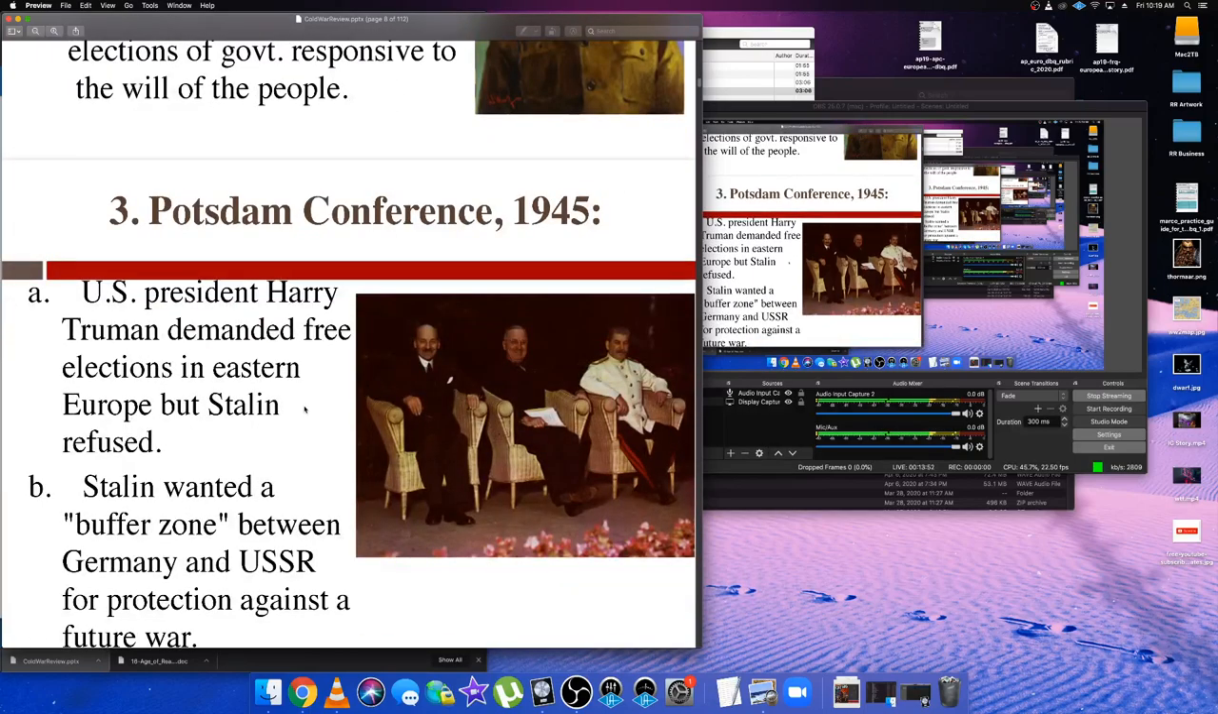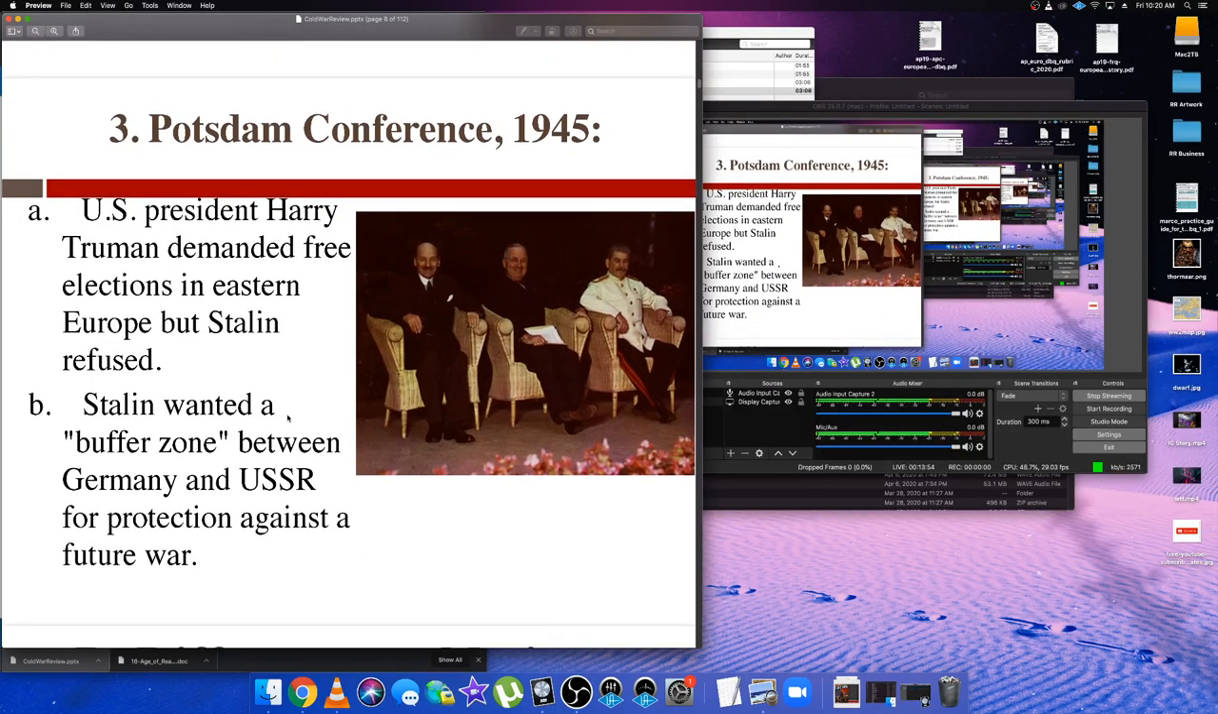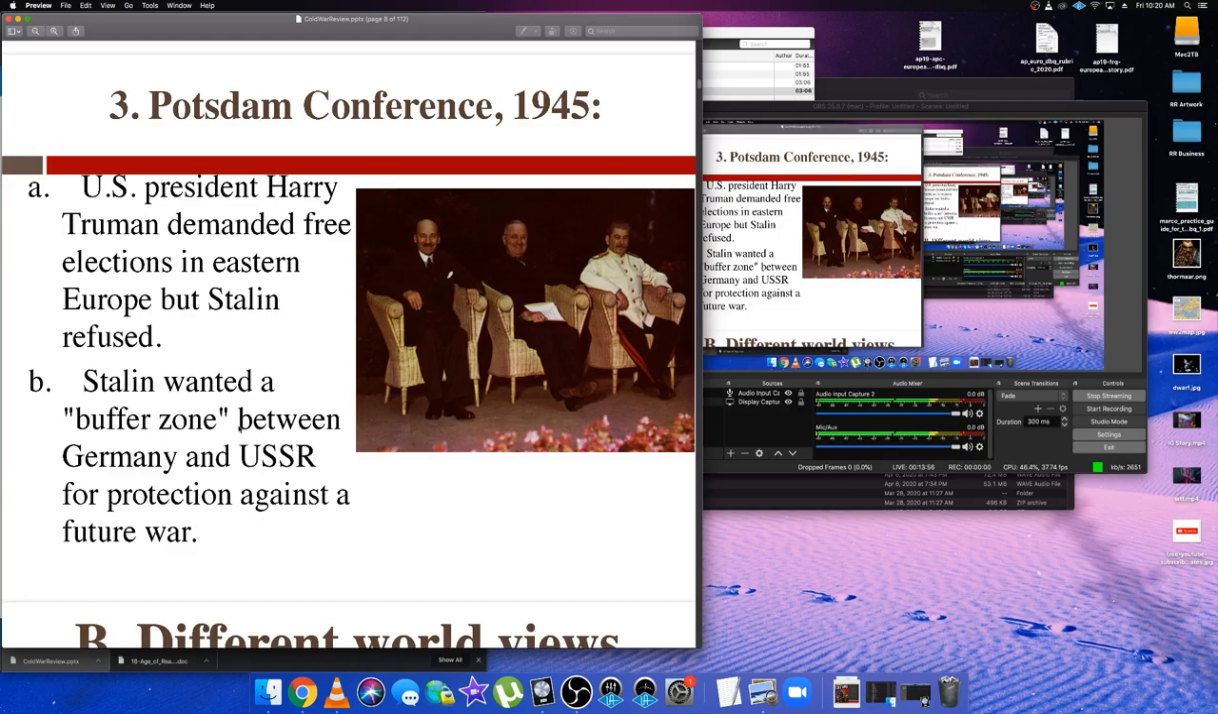And at the Potsdam Conference, as we talked about, he breaks it. He wants a buffer zone between Germany and the USSR for protection against a future war, because Russia is really, really, really threatened by the prospect of a World War III in the future. So it wants to protect itself.